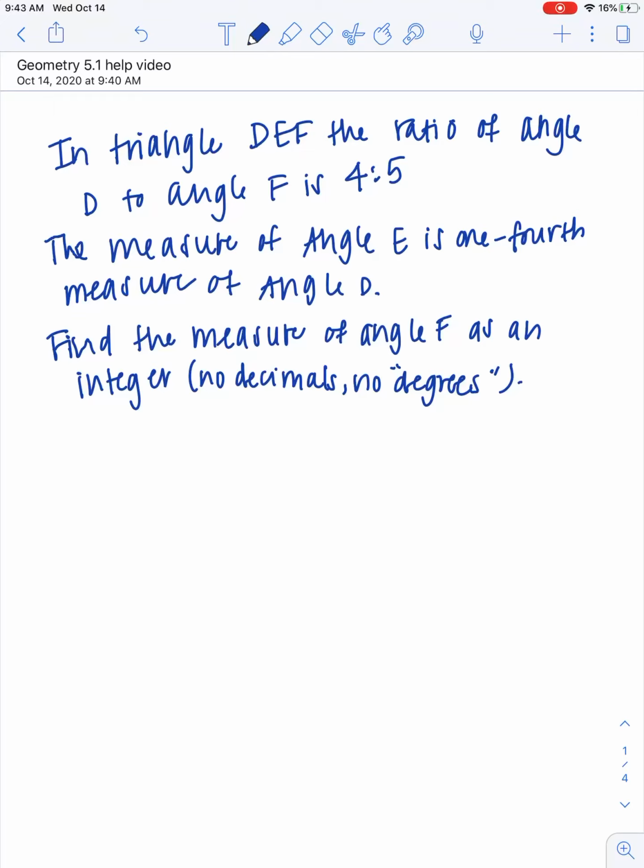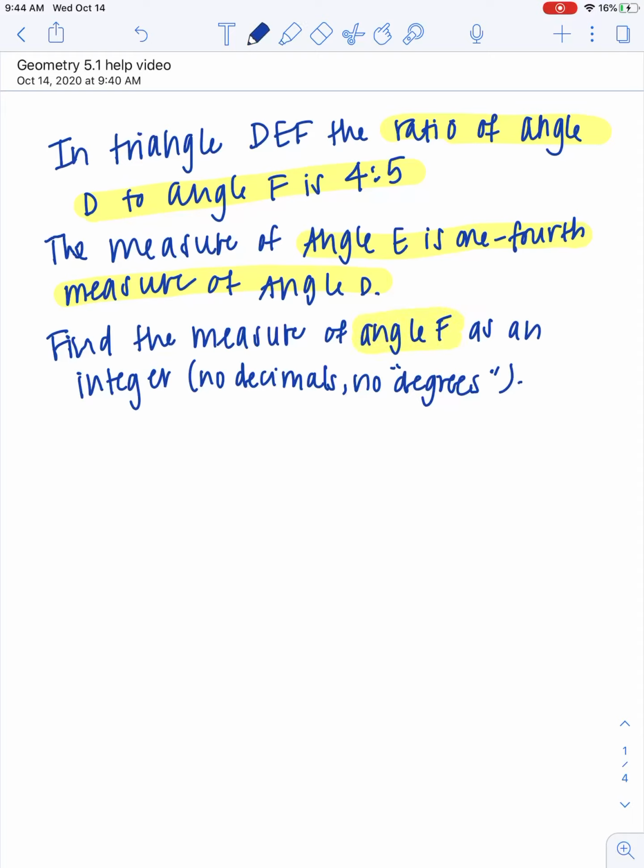All right, so it says in triangle DEF, the ratio of angle D to angle F is 4 to 5. So I'm going to start highlighting. We have the ratio of angle D to angle F is 4 to 5. The measure of angle E is 1/4 the measure of angle D. And then it wants us to find the measure of angle F.